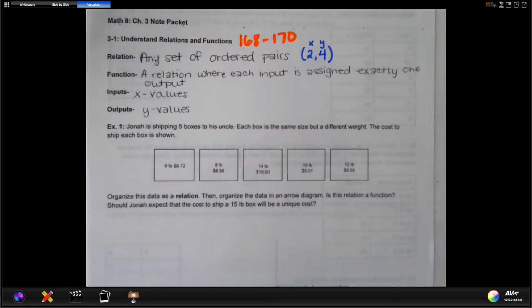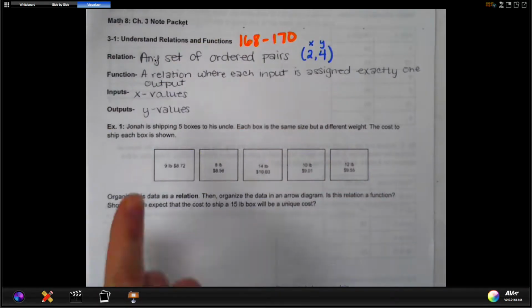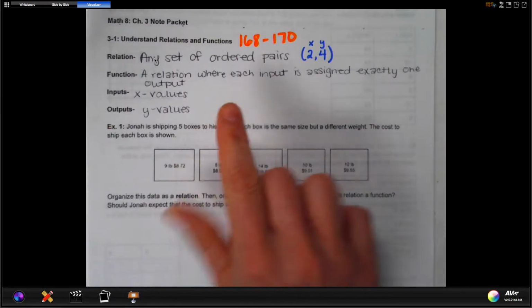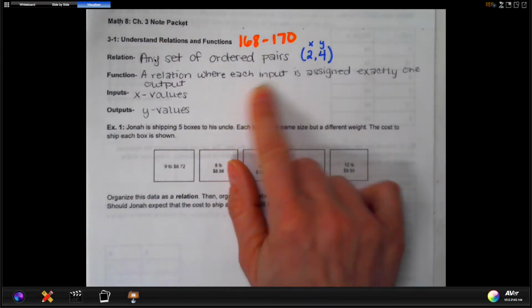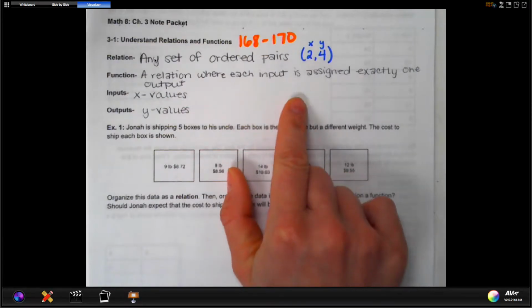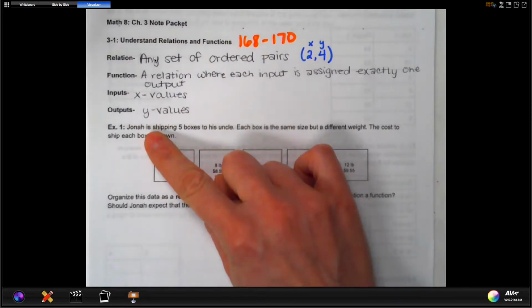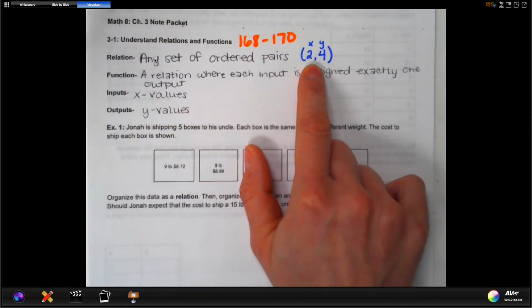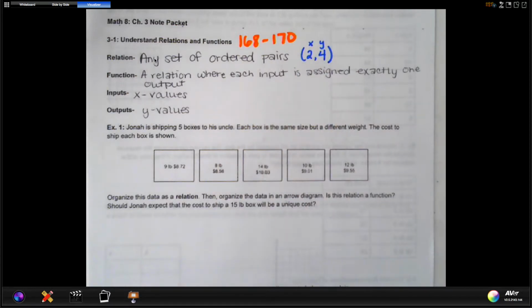Now, what we're going to talk about today is some of these relations are functions and some are not. So a function, to be a function, is where each input, meaning x value, is assigned exactly one output, one y value, okay? And so I'm going to show you what that means here in the examples.